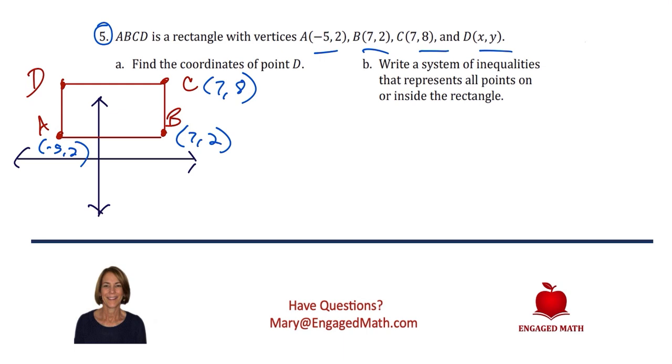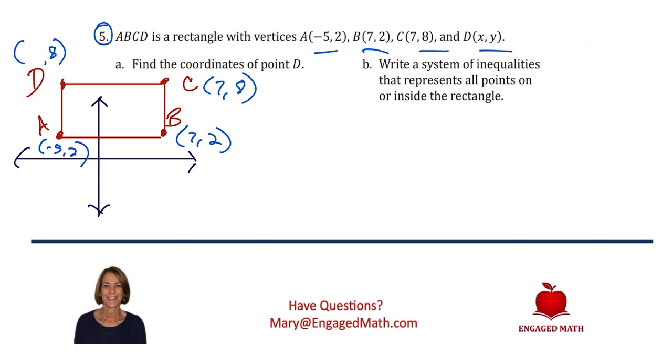Now we know with a rectangle that the sides opposite each other have to be parallel. That's part of the definition of a rectangle, that it's a parallelogram, meaning the opposite sides are parallel. So we know that if AB goes straight across with the y value staying consistent at 2, we know that CD has to also stay consistent.